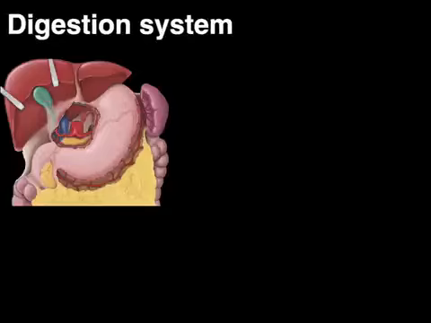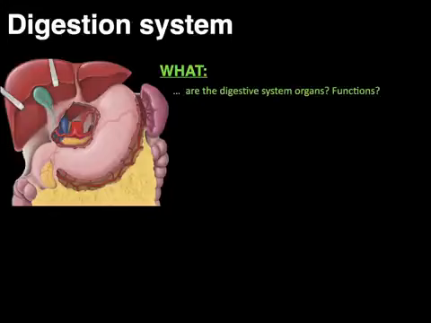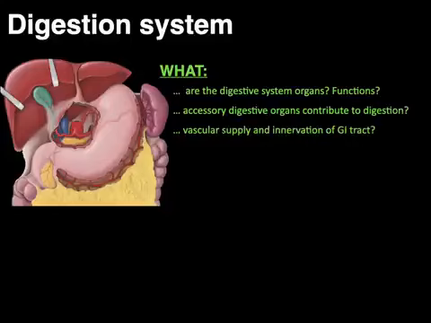Okay, we're going to talk about the digestive system and answer the questions: what are the digestive system organs and what are their functions, how do accessory digestive organs contribute to digestion, and what's the vascular supply and innervation of the GI tract?